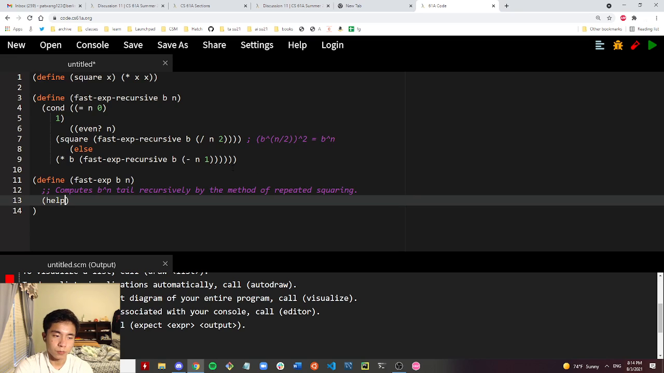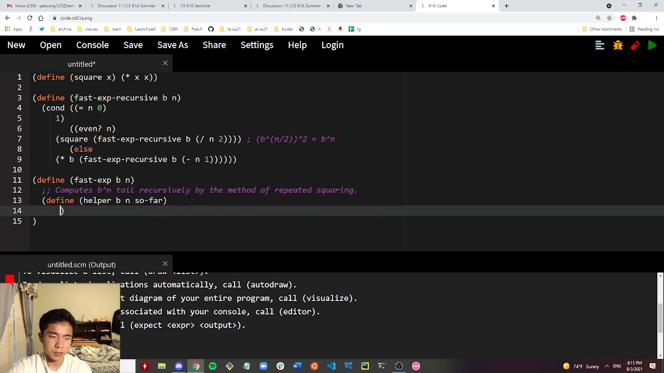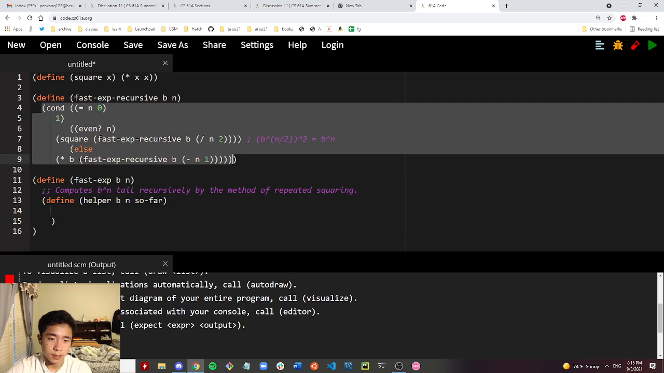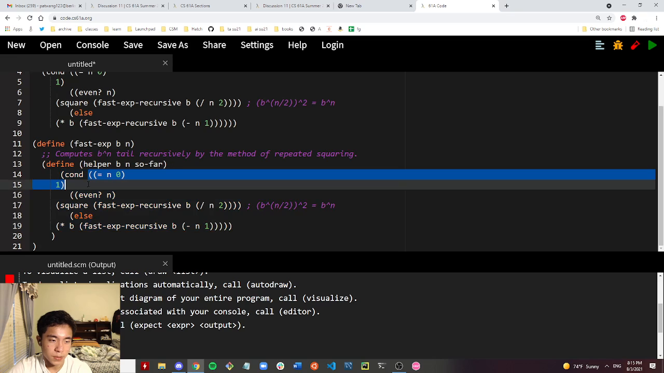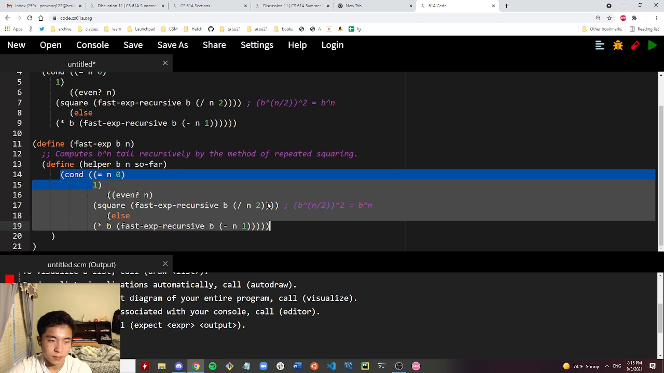Let's start out with maybe a helper function. So we're going to start out with b, n, and so far, and let's define this actually. So b, n, so far. And then what do we want to do here? Well, we want to have the same logic as this thing right here, because the thing about tail recursion is that the logic is going to be pretty similar, except for the fact that you want to keep track of your so far. So let's copy paste all of that in, and let me fix the tabbing a bit.